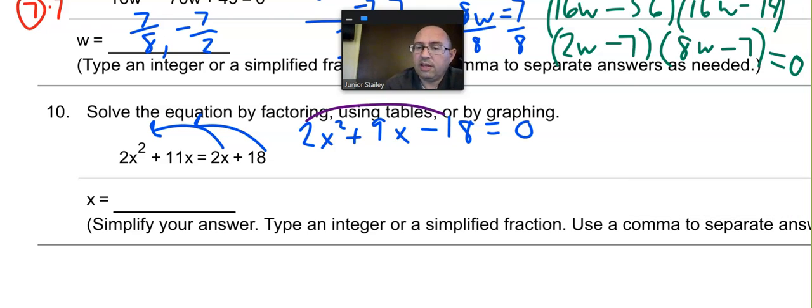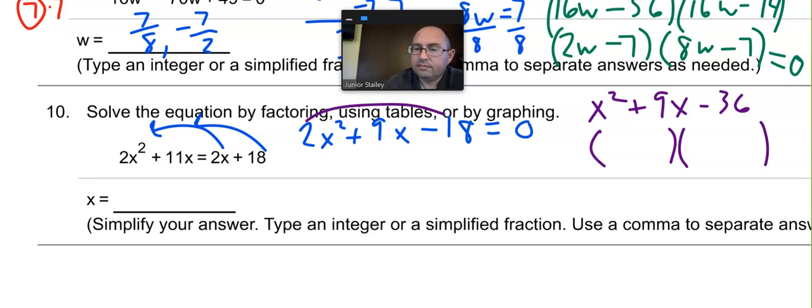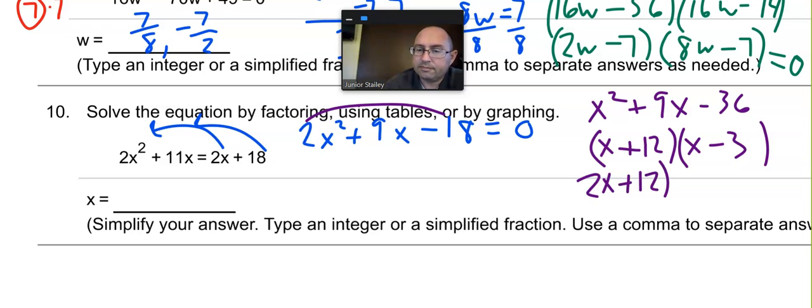Seriously. Okay, so it's time for the magic trick idea. So 2 times the 18. We'll leave off the equals 0 until we get to the end of this. Factors of 36 that have a difference of 9: 12 and 3. Oh, there you go. Plus 12 and minus 3. Then the 2 comes back in front of both of the x's.